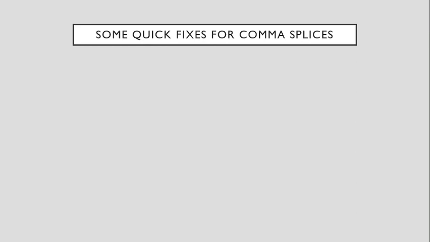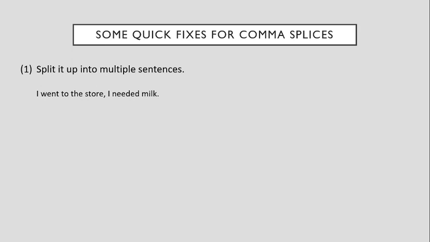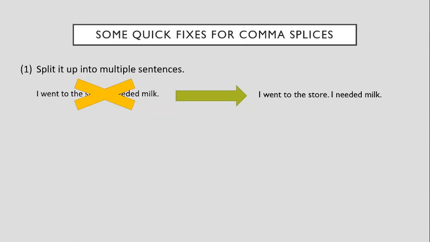Once we find a comma splice in our own writing, there are a couple of very quick ways to fix it. Fix number 1 is to split it up into multiple sentences. So break the sentence apart, put a period, and make sure your capitalizations are correct. To go back to our example, I went to the store, comma, I needed milk, so this is our comma splice. We would get rid of that. We would break it up into two sentences, and we would have a period in the middle. That would produce, I went to the store, period, I needed milk.